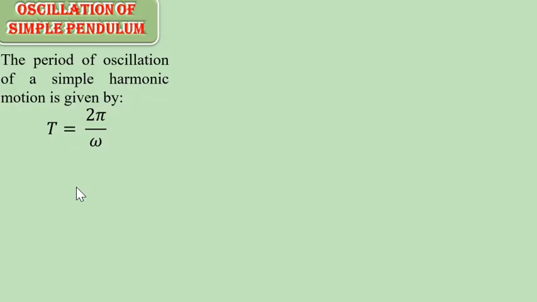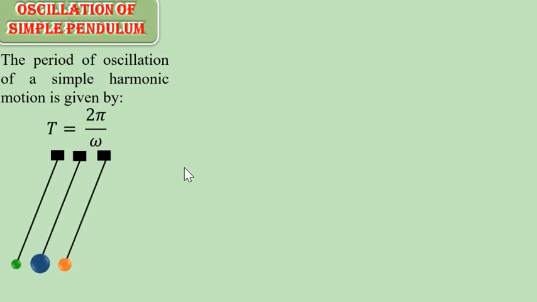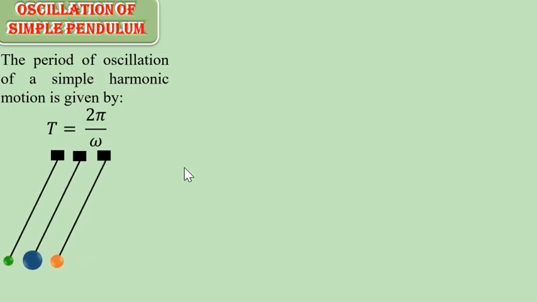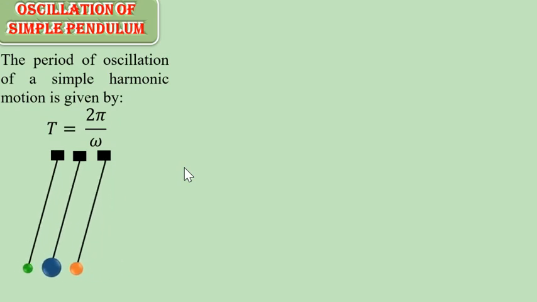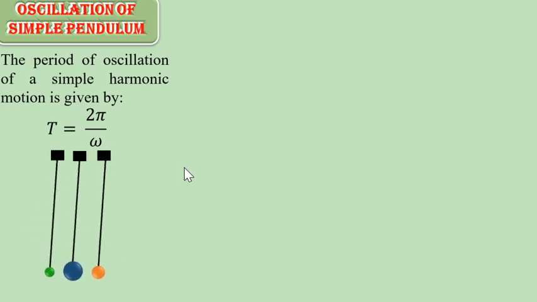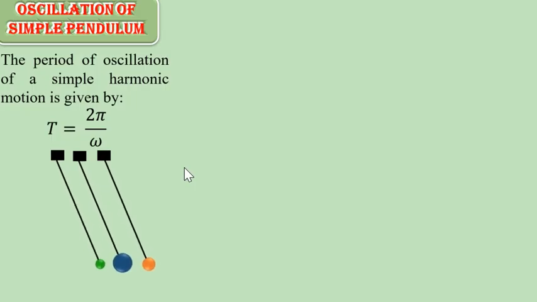Now, for a simple pendulum, there are some factors that affect the period of oscillation, and that's what we want to examine right now. What are those factors that affect the period of oscillation of a simple pendulum? Let's look at this animation to check. Here you have 3 simple pendulums. If you watch the animation, you see that they have different masses, but they have the same length.